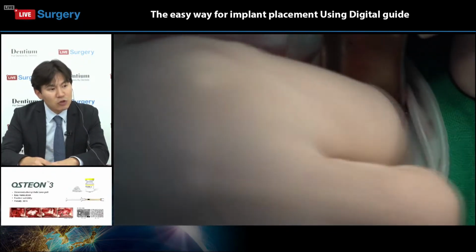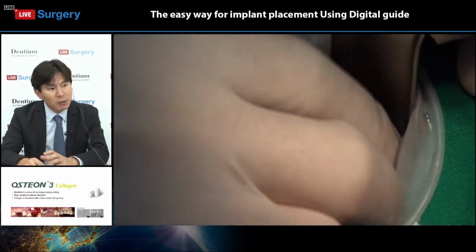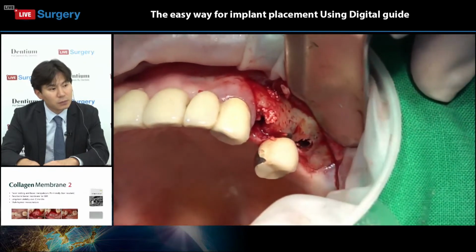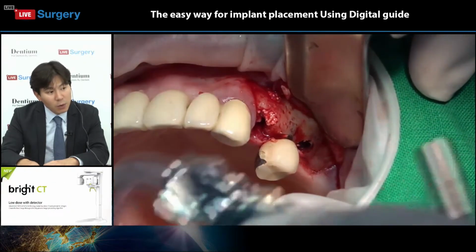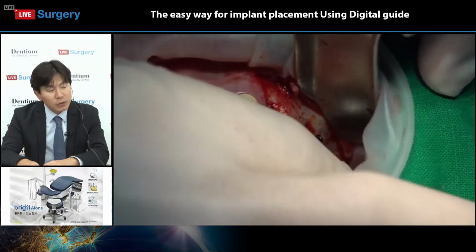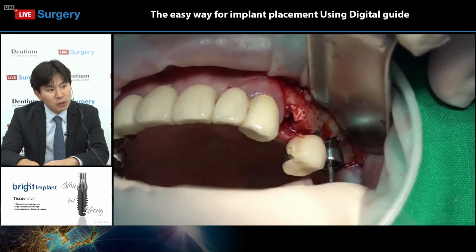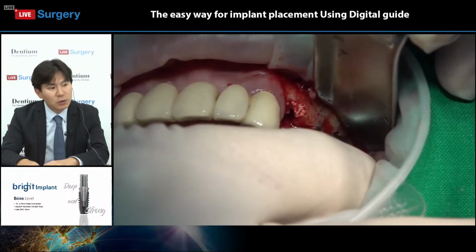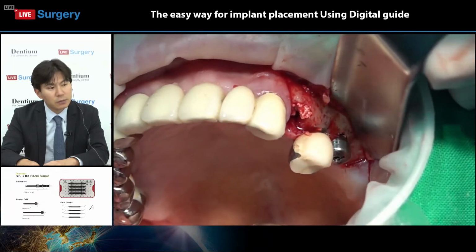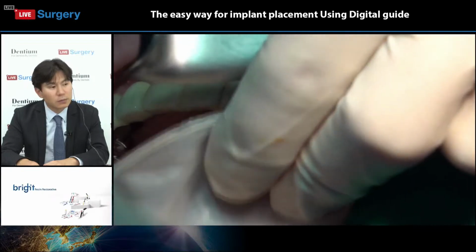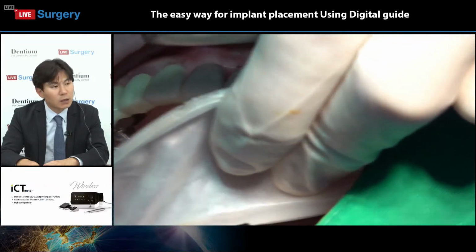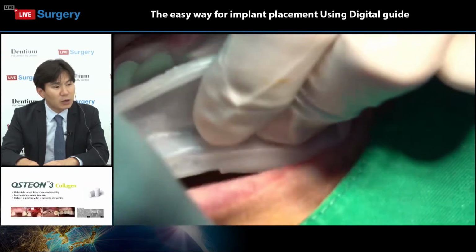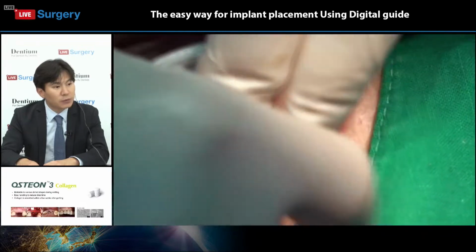And this instrument is for making a proper profile for the healing abutment. You can see some bone removal after using the instrument. Then he is connecting the abutment to the implant fixture. And the abutment seated properly without interfering with the adjacent bone tissue.